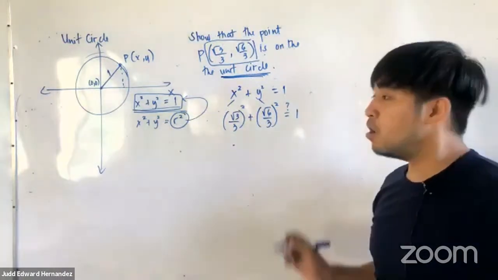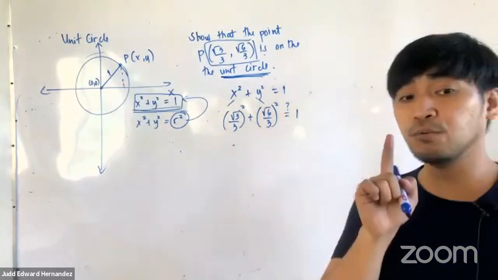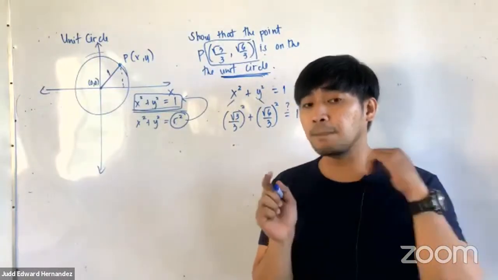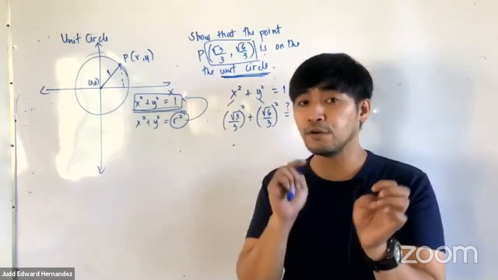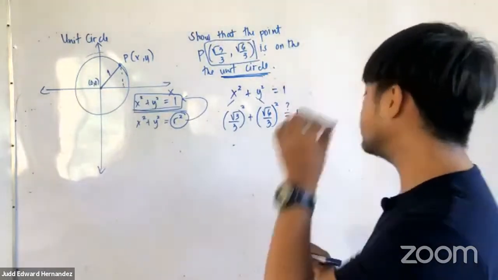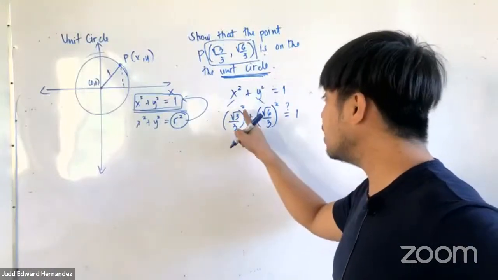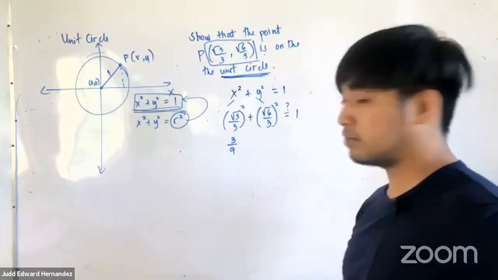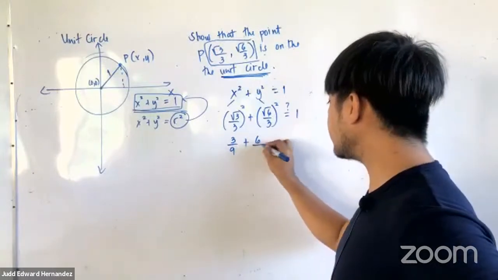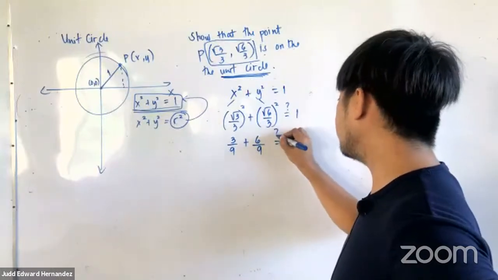Pero hindi pa natin alam. Once the left side is equal to the right side, therefore, we could finally say that this point is on the unit circle. Maliwanag po ba yun? Kapag yung left ay nag-equal sa 1, therefore, we could say that it is on the unit circle. So, let us now try to check. Square root of 3 over 3 squared is square root of 3 squared, cancel the square root sign, and this becomes 3 over 9. Tama po ba? Plus square root of 6 squared, cancel square root, that is 6, over 3 squared, which is 9. Is that equal to 1? We do not know yet.